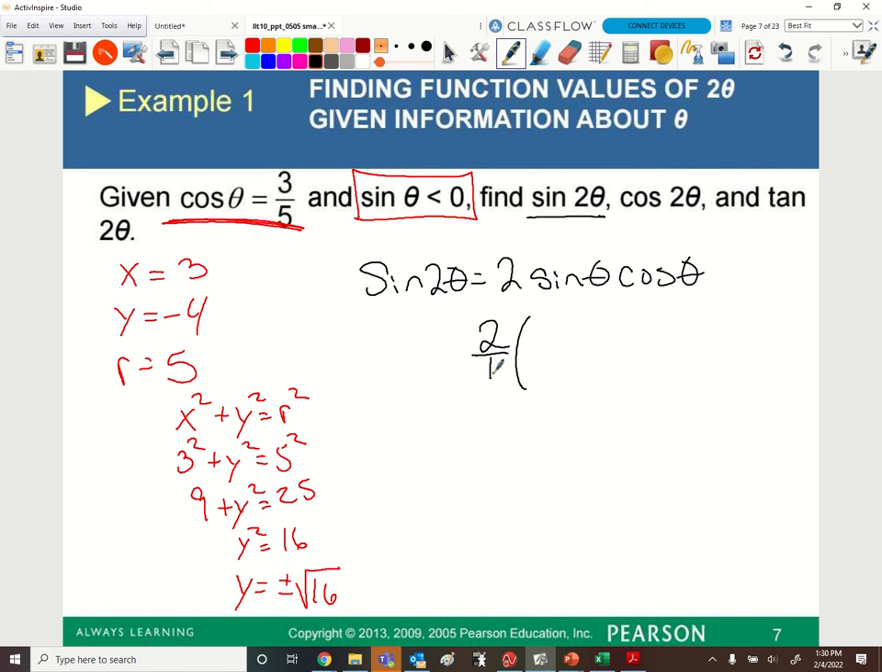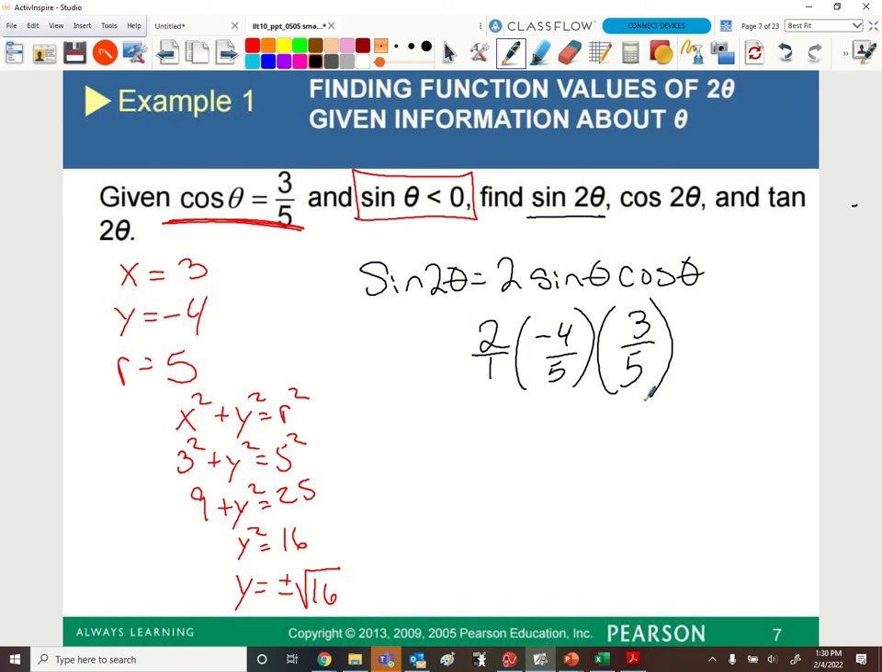So over here, sine theta. So sine is going to be what over what? Y over r, which I have -4 over 5. Very good. And then my next one's going to be cosine theta. So cosine in this case is 3 over 5. Very good. Anyone questions? No questions? We're just plugging in.